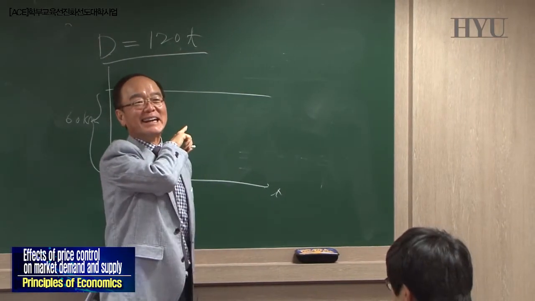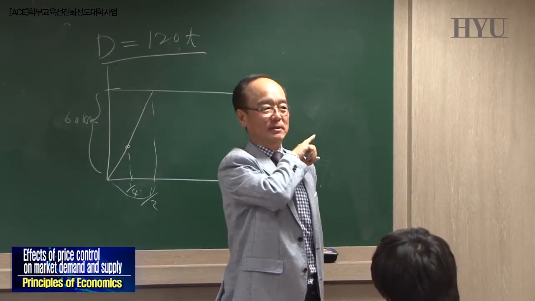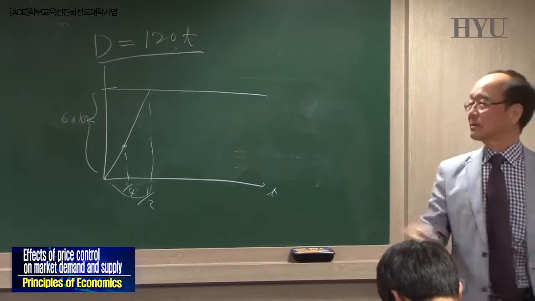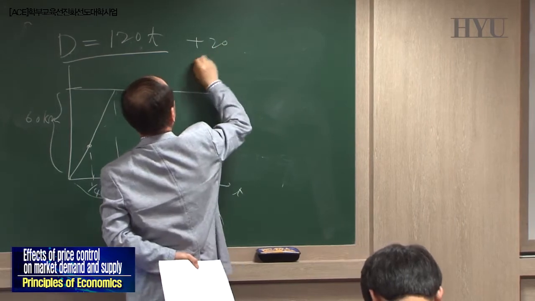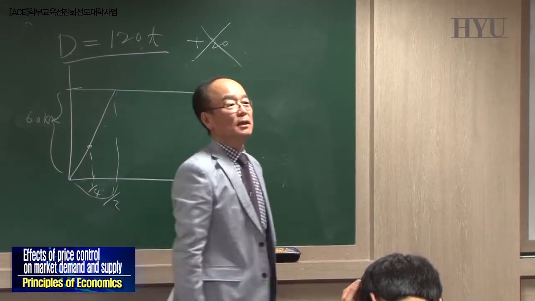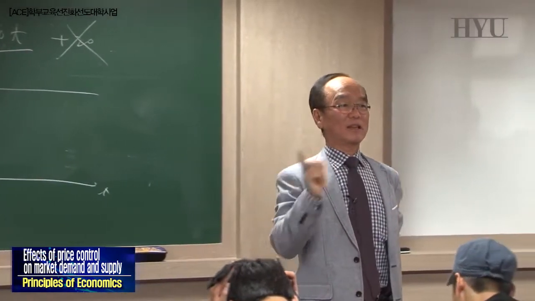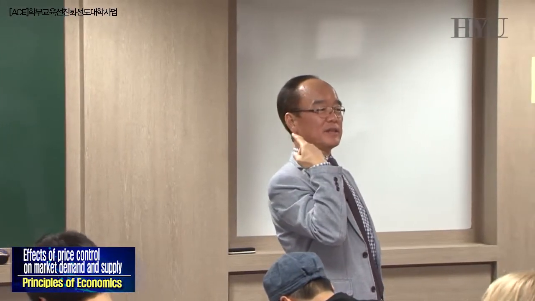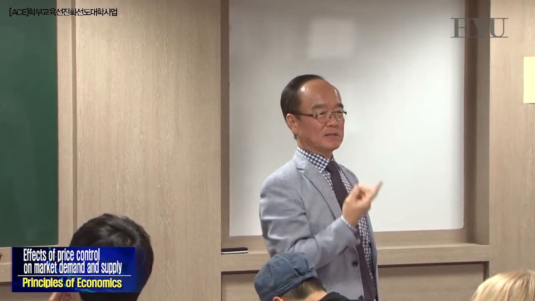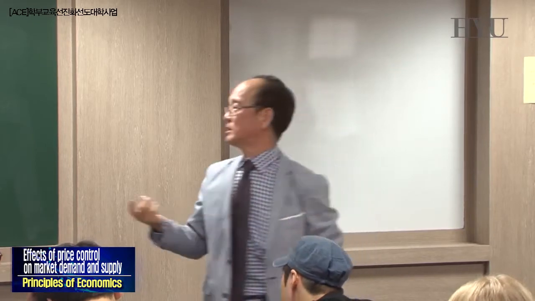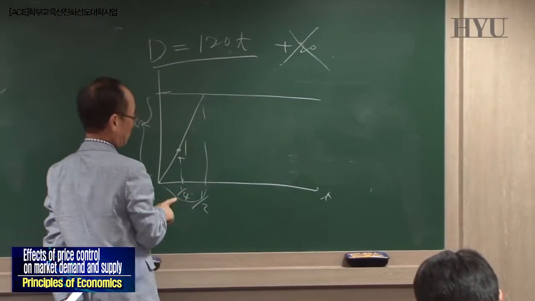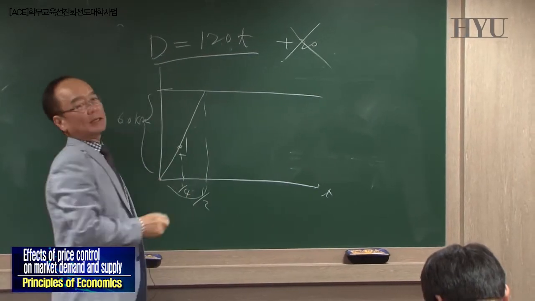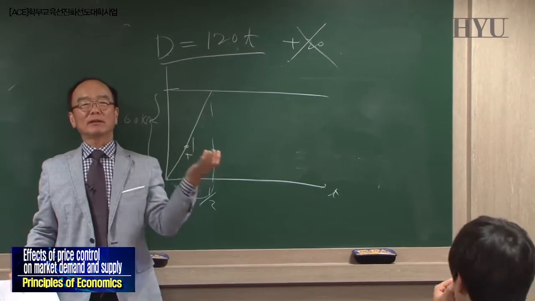This is what I call constant speed. Constant speed like this, you don't have an intercept, right? In this case, only in this case, average cost is the same as marginal cost. Okay? Momentarily, right here. Question number one.